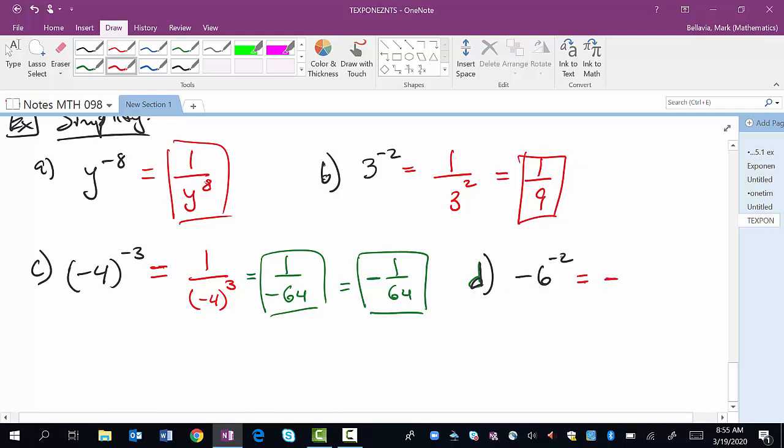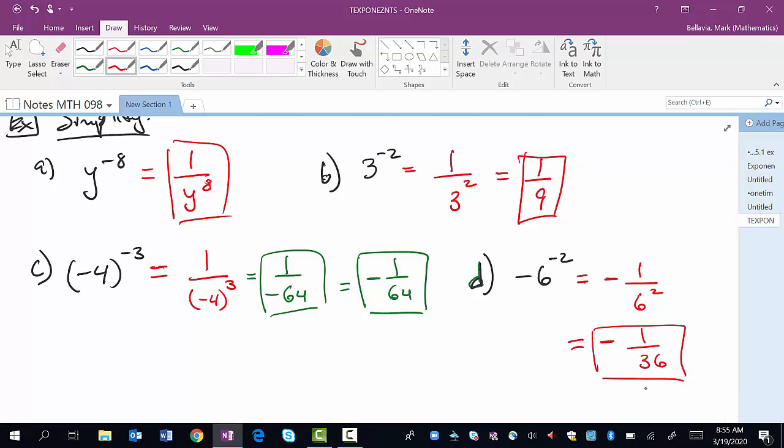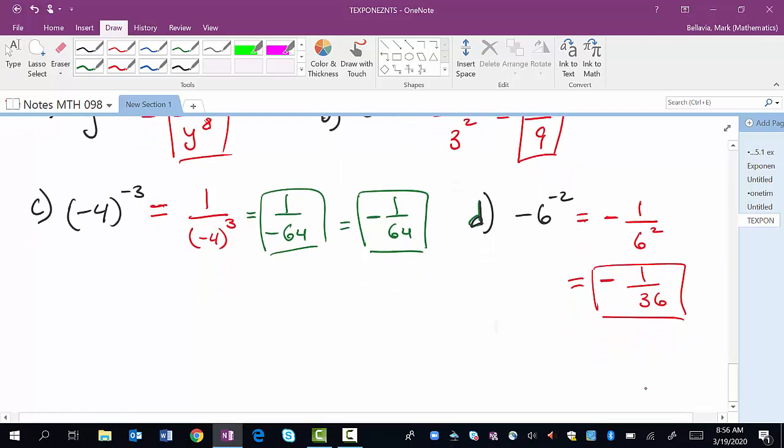6 to the negative 2, the negative exponent tells you to write it as 1 over, and then 6 to the positive 2. So if you're evaluating it, the negative in front still stays in front. So you got negative 1 over, now 6 squared is 36. So you got negative 1/36. Right? Make sure you leave this as a fraction. We'll do a couple more.